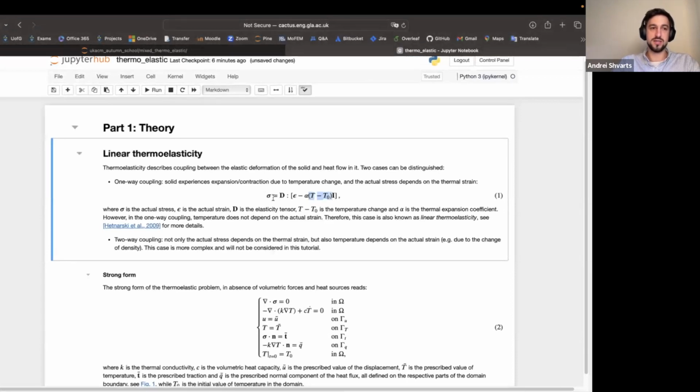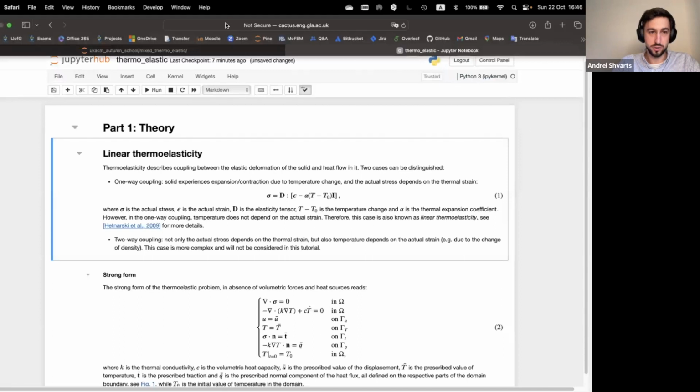So as we can see, the actual stress depends on the change in temperature, but in the one-way coupling, the temperature does not depend on the actual strain. So that's why it's called one-way coupling. Only the thermal problem affects the elastic problem, but the elastic problem does not affect the thermal problem. So this is what we are going to consider in this tutorial.